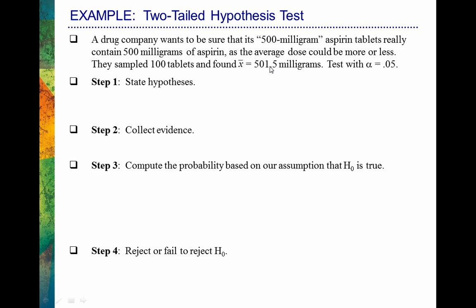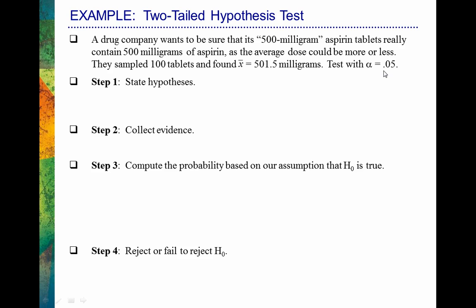So there's more of the aspirin, more of the medication in each tablet, at least descriptively, than what they're looking for. But is this the type of difference that they would expect just by chance? Or is this difference so unlikely to be found by chance that we would say the true population mean is not equal to 500 milligrams, but it's actually equal to something closer than this? We're going to test with an alpha of 0.05, but in this case, we're going to do a two-tailed test.